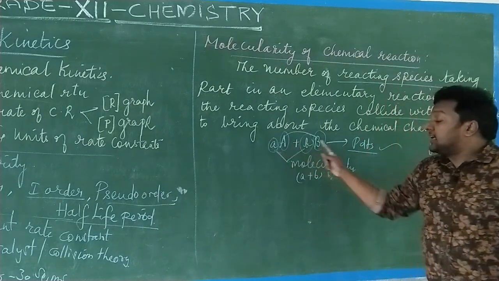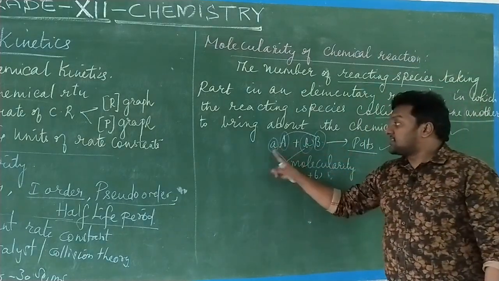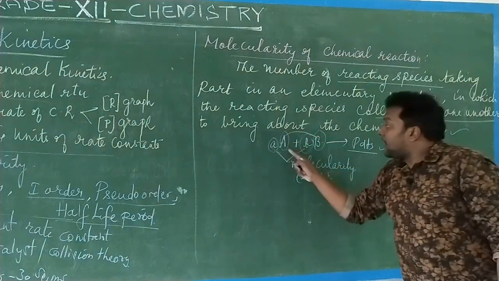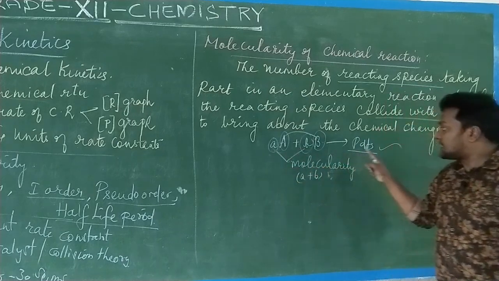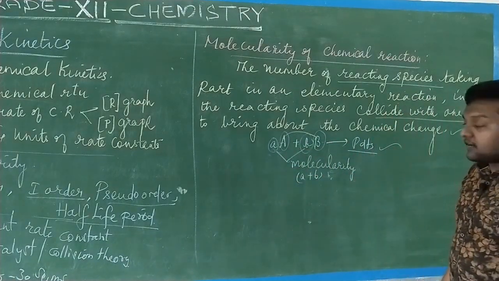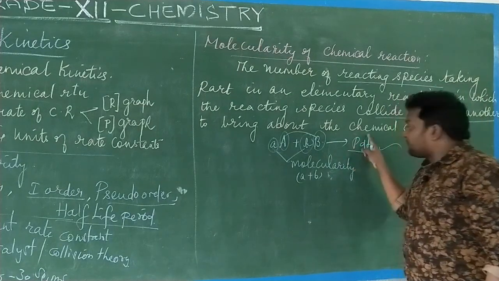So here the number of reacting species is A and B. So the number of reacting species taking part in an elementary reaction, in a single step the product is formed. So I can call it an elementary reaction, taking part in an elementary reaction, giving rise to the formation of products.